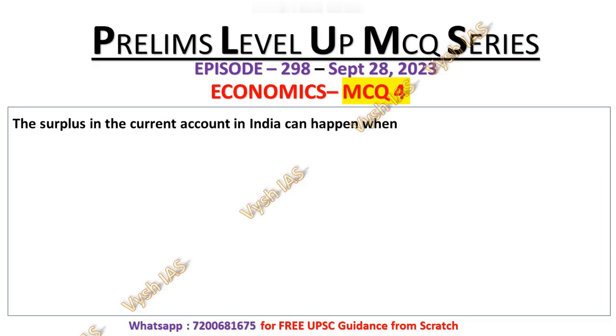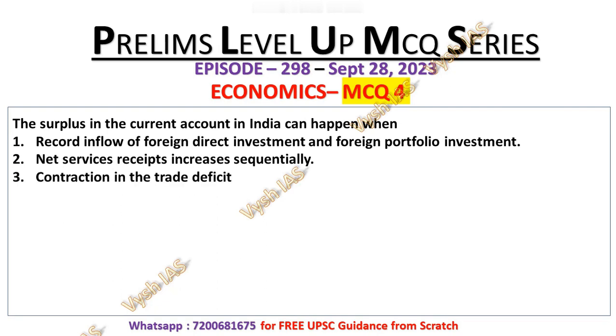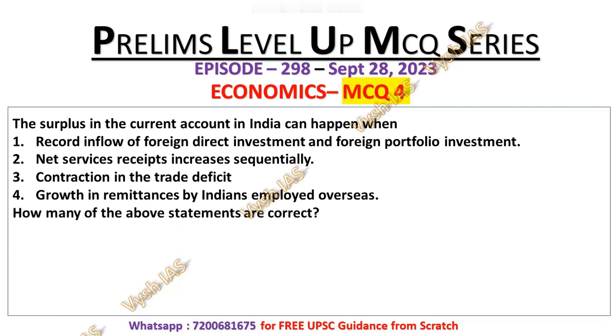MCQ number 4. The surplus in the current account in India can happen when record inflow of FDI, that is foreign direct investment, and foreign portfolio investment. Net service receipts increases sequentially. Contraction in the trade deficit. Growth in remittances by Indians employed overseas. So how many of the above statements are correct? One, only two, only three, all four. I will give you 10 seconds. Try to answer this question.